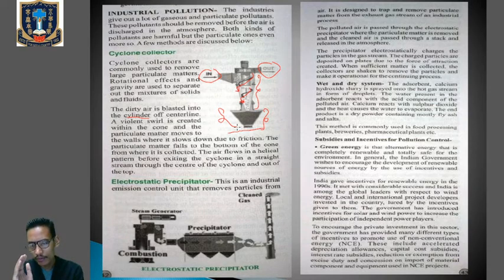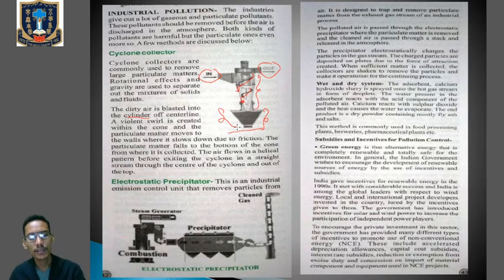So when the velocity of the air slowly decreases, at the same time those large particulate matter will fall to the bottom of the cone. From the cone those large particulate matter will be collected, and the air will flow in a helical, twisted manner, and it will exit the cyclone collector through the outlet. So in this way the air will be free from the larger particulate matter and will be released out. This is one of the methods to control the pollutants being emitted from the industries.